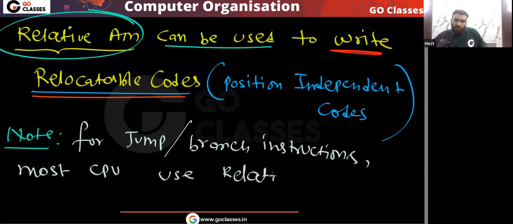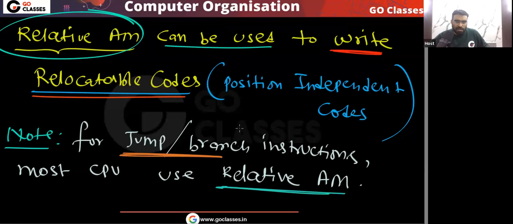That we have already seen, because this is the addressing mode you should use if you want relocatable codes. And normally for branch or jump instructions, this is very heavily used. This is very popular for branch or jump instructions. Is this clear? If someone asks you for jump or branch instructions, what is the most popular addressing mode?